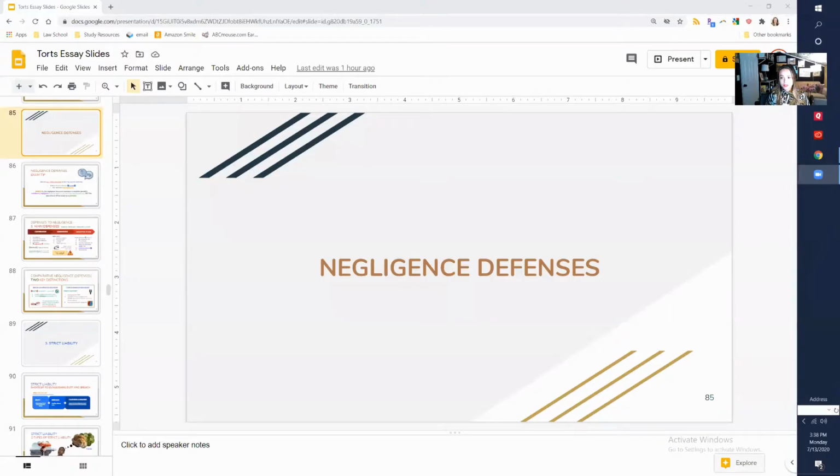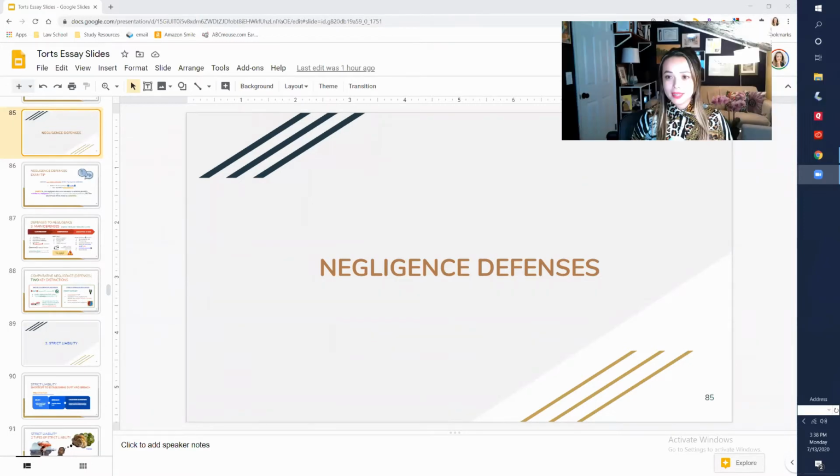I'm going to make myself a little bit bigger here so you can see me and all my hand movements. Okay, so let's take a look at negligence. Negligence is very basic and straightforward. We all know that negligence has duty, breach, actual cause, proximate cause, and your damages. But when we're looking at the essay portion and we're trying to explain how we balance those damages and the responsibility of the plaintiff, we're also going to do defenses.